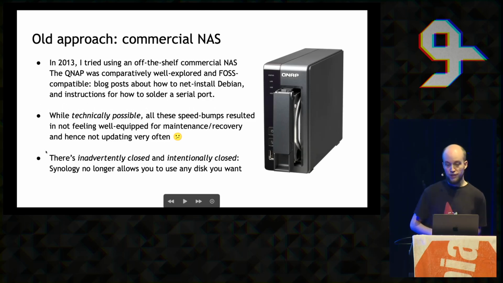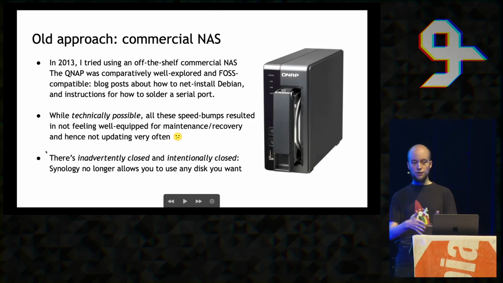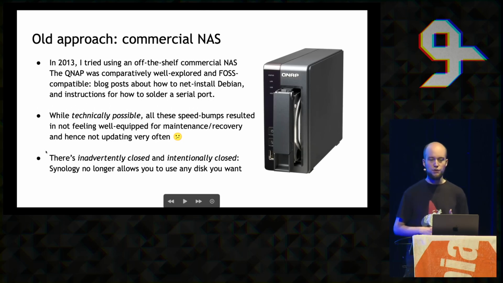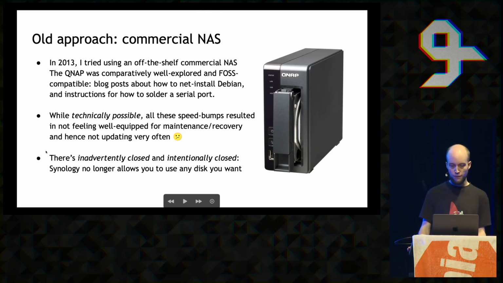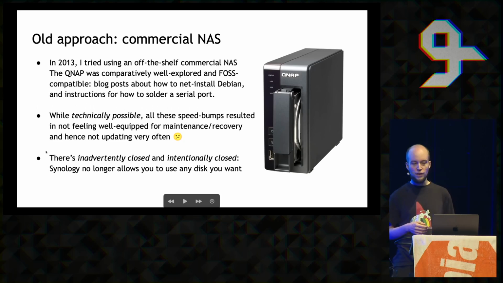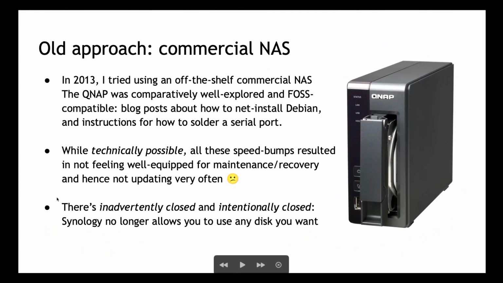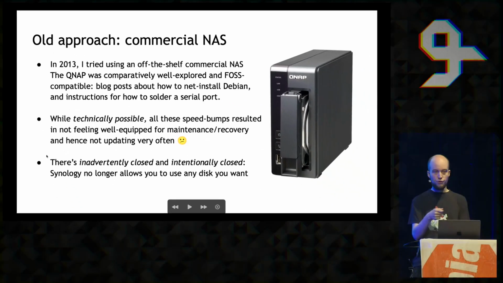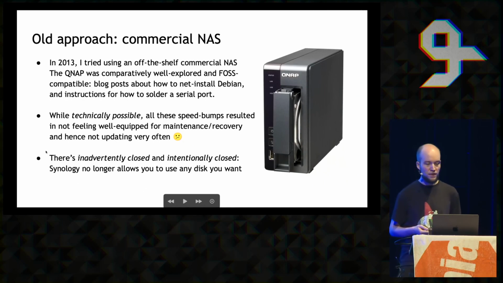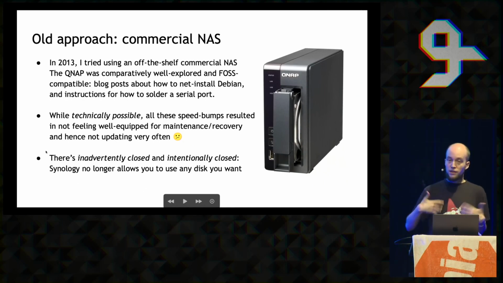My old approach was, the first time I got into running my own network storage, I just figured, okay, I'll just pick a commercial off-the-shelf network storage. So I bought a QNAP device because the QNAP ones were comparatively well explored and open source compatible. I found blog posts about how people had netinstalled Debian onto them, and there were instructions for how you could solder your own serial port adapter for it. And I bought it, I installed it, and it worked.